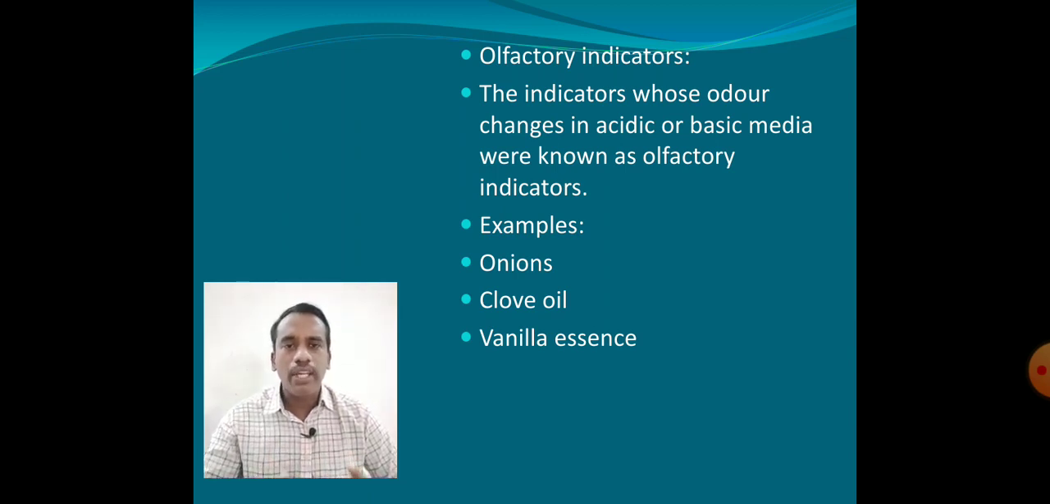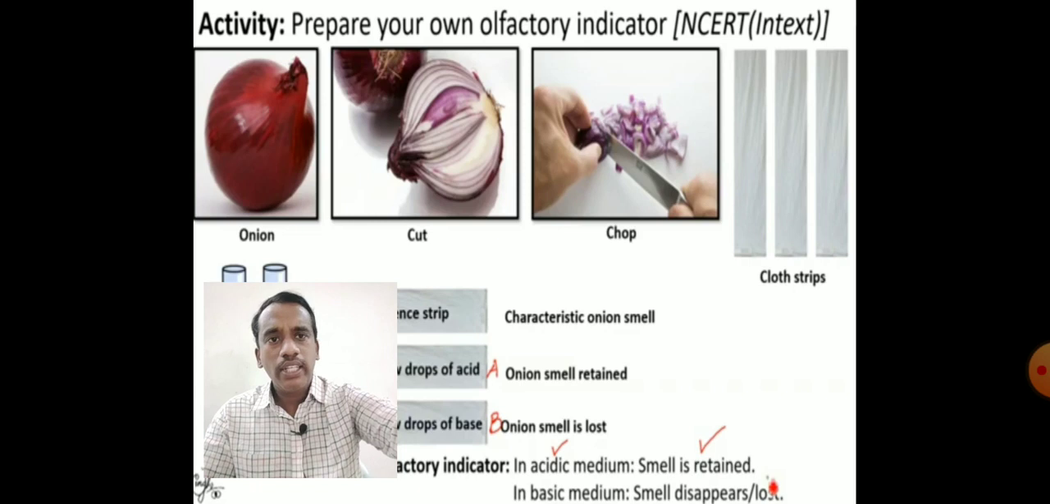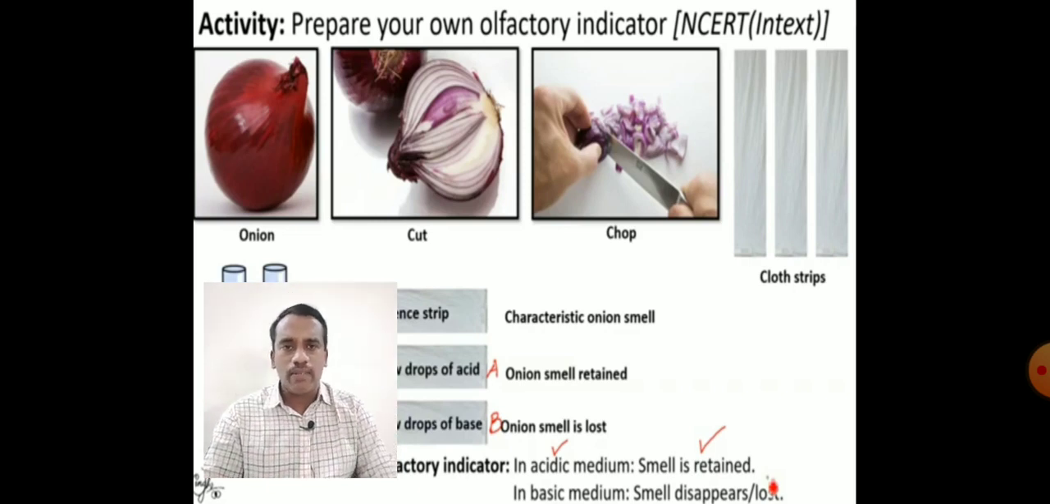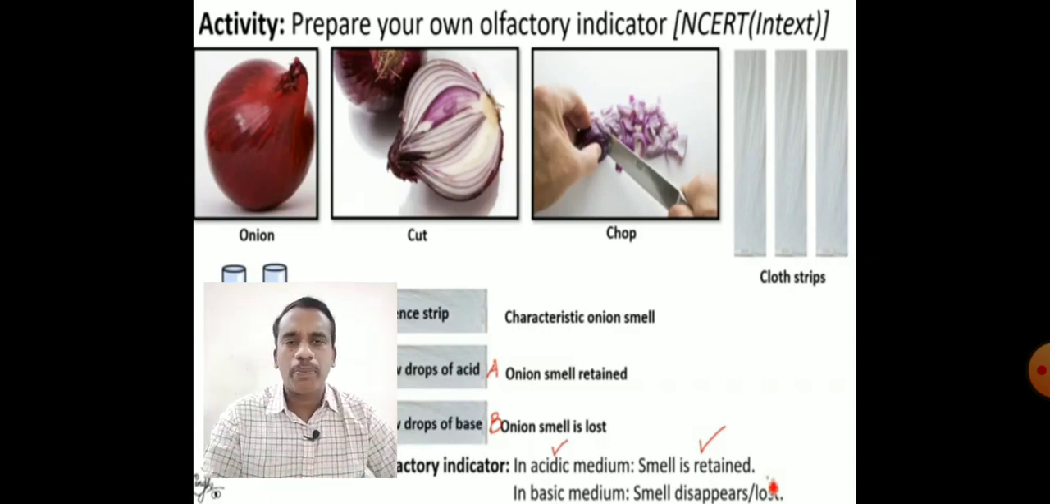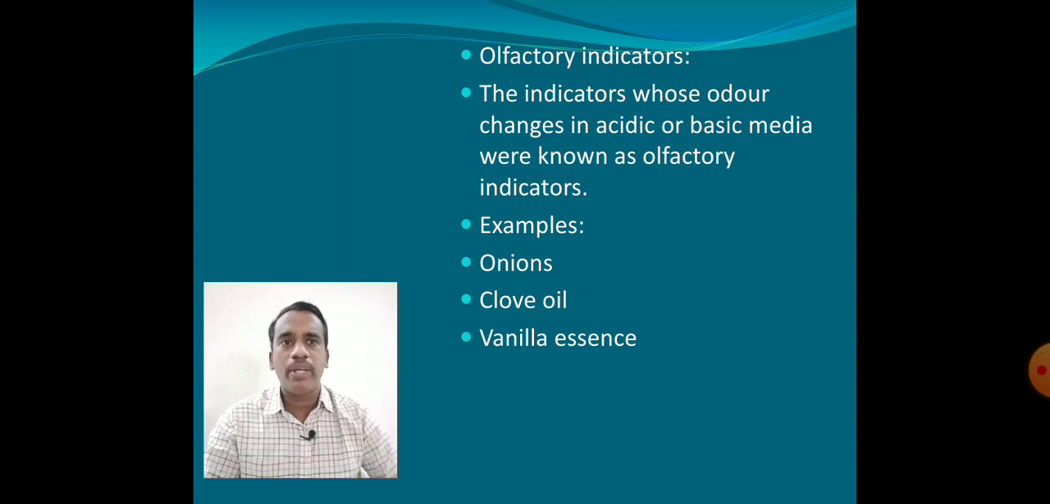Let us see the activities in a very simple way. These are taken from the NCERT textbook. Let us take up the first activity. Here on the top you can observe I have taken the onion, because what is the purpose of onion? Onion acts as an olfactory indicator. Olfactory indicator means whose odor changes in acidic or basic medium. Their odor will change in the acidic and basic medium. So it's called an olfactory indicator.